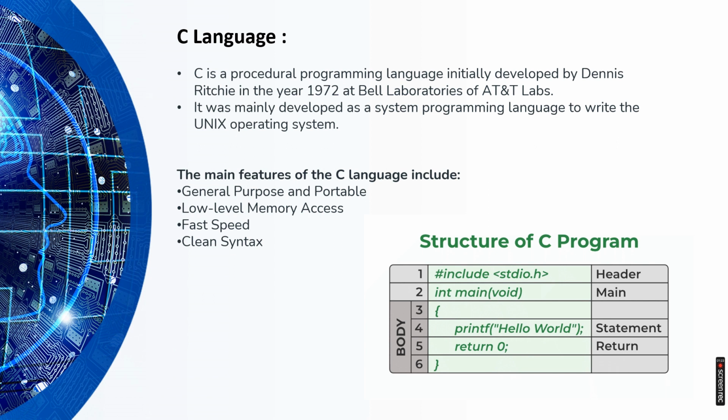So here is the structure of a C program. We can see here it starts with a header, #include stdio.h, then the second line with int main, and then from line 3 to line 6 it is the body. If this code is executed, then we will get a display screen with the output of hello world.